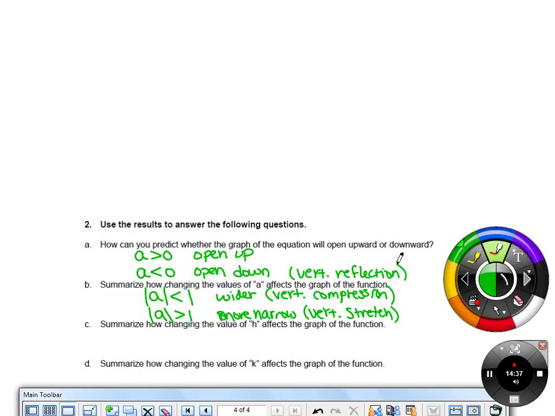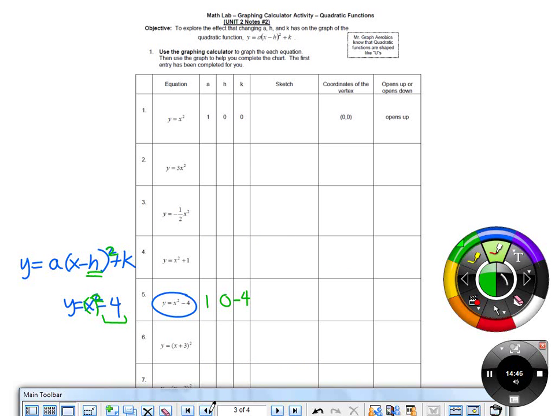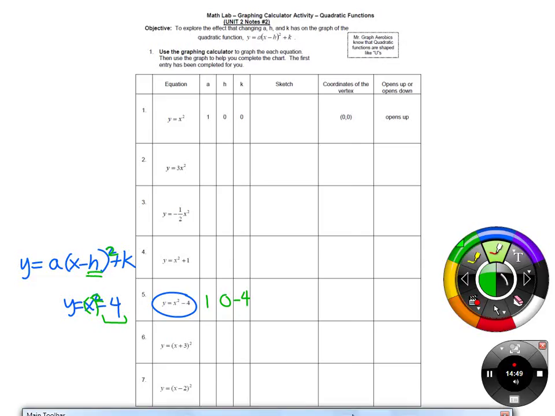So summarize how changing the value of h affects the graph of the function. If we look back, if we try to find the places where the h value changed, that was like number 6 and number 7. For both 6 and 7, your A value should have been 1. They didn't change. And your K value should have been 0 because nothing was being added or subtracted onto the function after the squaring was done. So the H values are what you're seeing.